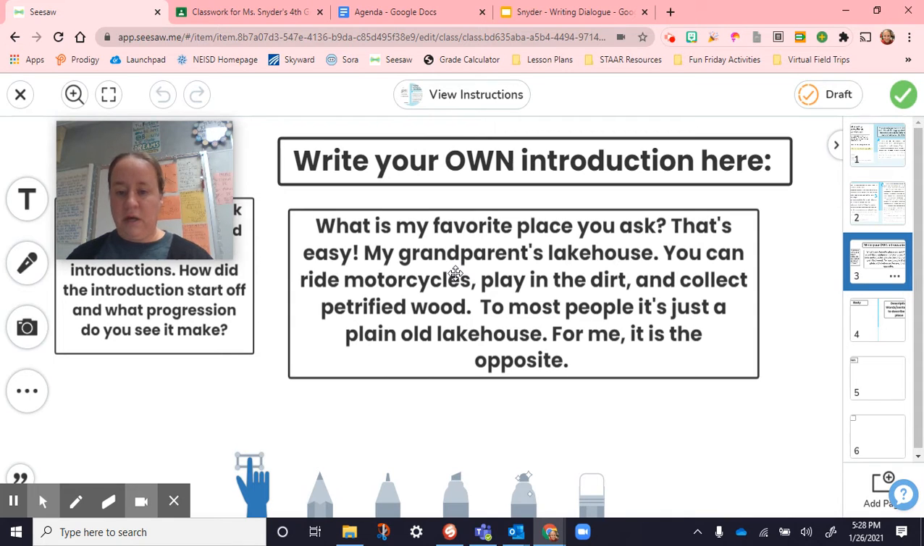You may not know what it means when I'm talking about, like, why is she riding a motorcycle and playing in the dirt and collecting petrified wood? I'm just introducing those ideas, some things that are there at my grandparents' lake house that made this a special place for me to go. Then I don't want to, and this is the thing that I saw, I had everybody turn theirs in so I could go ahead and peek at it.